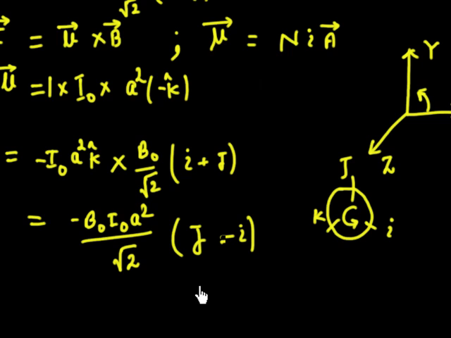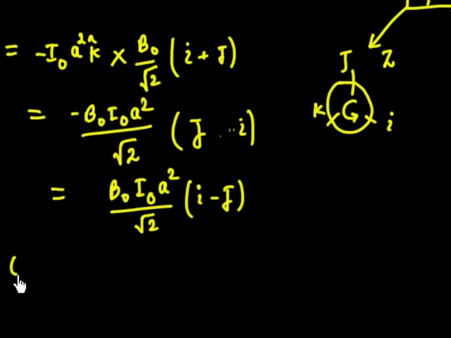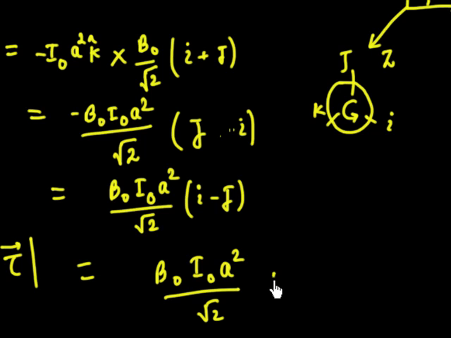Now if you observe the minus sign, you will be having B naught I naught a square divided by root 2, and this becomes i minus j. Are you getting or not? So this is torque. So the first point, you have to find torque, that is B naught I naught a square by root 2 times i minus j. So what is the magnitude of torque? Somebody asked, what is the magnitude of torque? The magnitude of i minus j is root 2, so you will simply have B naught I naught a square. So this is the torque.